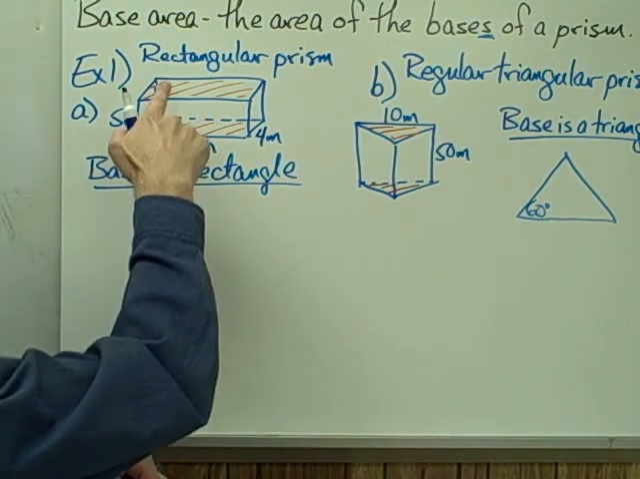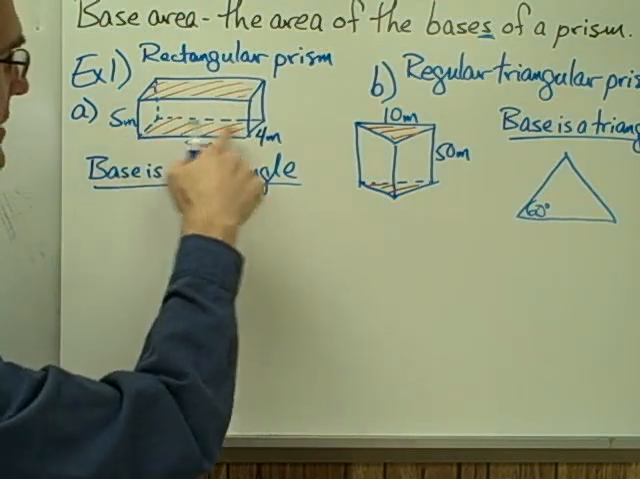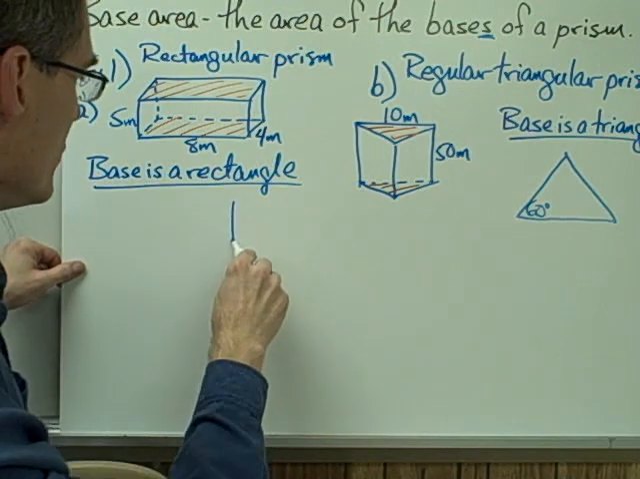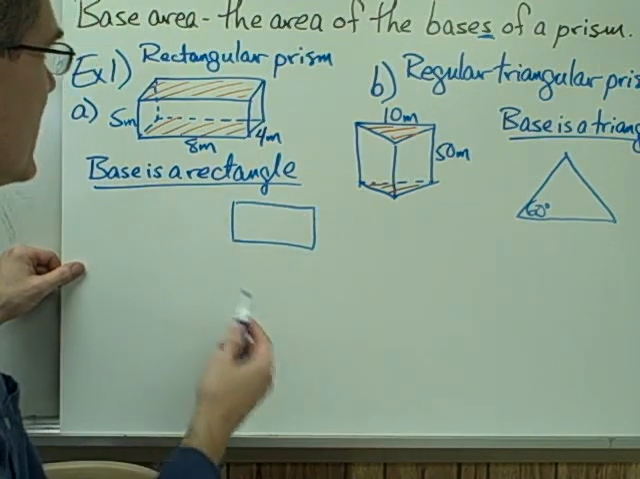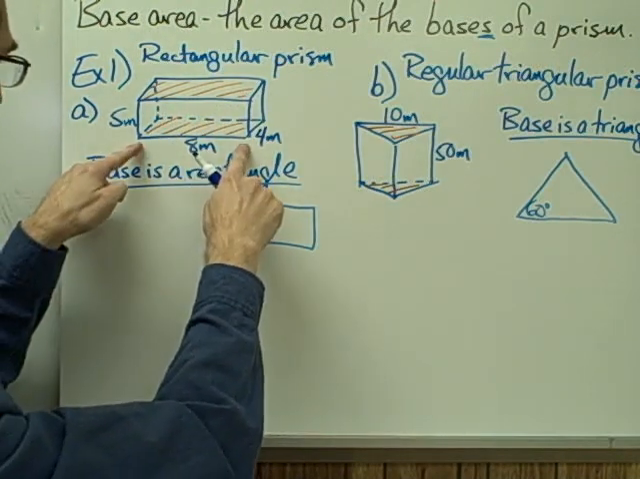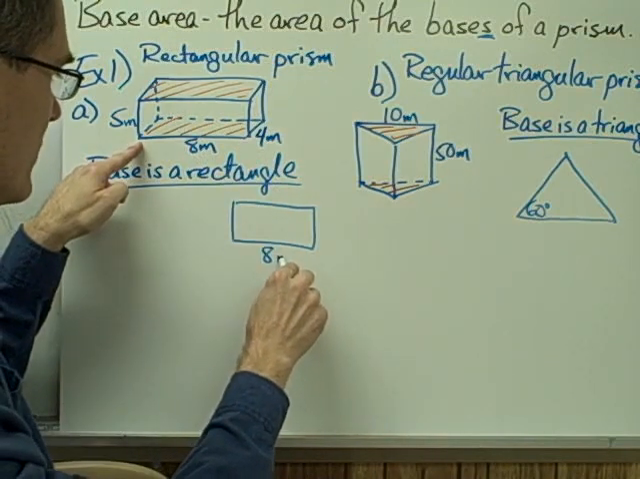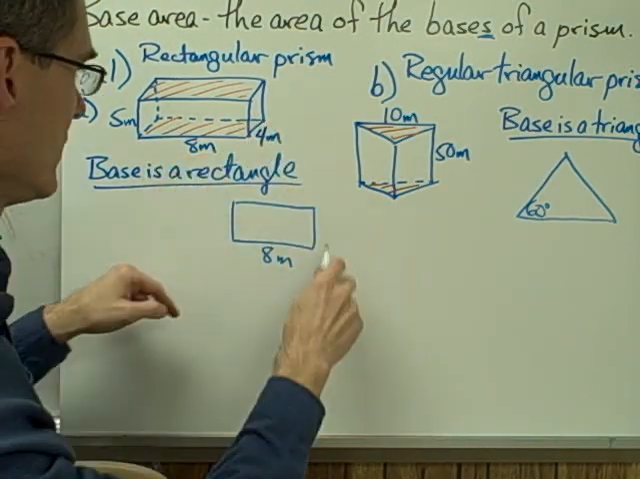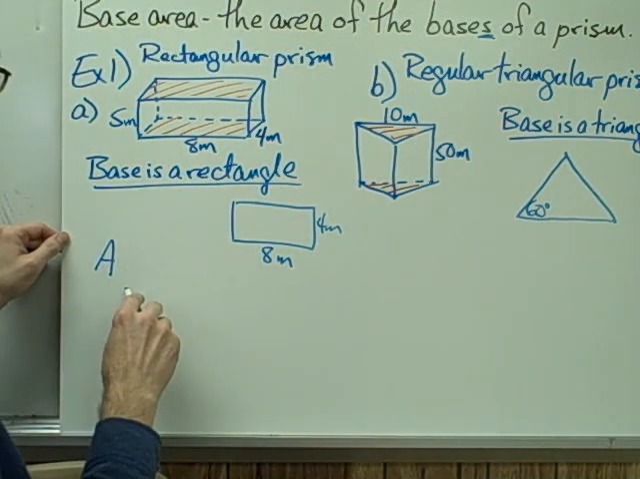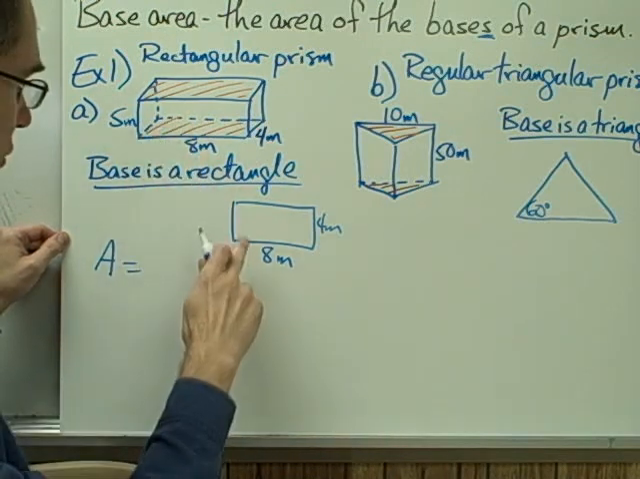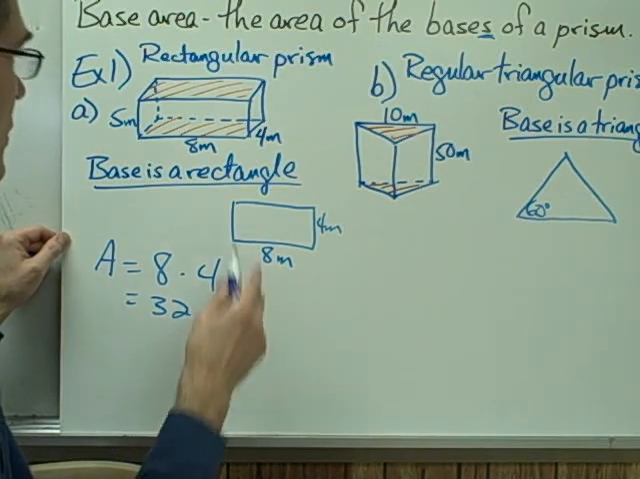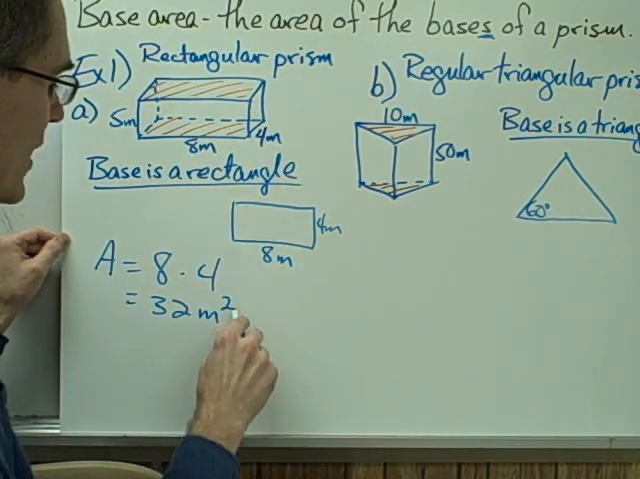Example number one, we're going to start out by calculating the base area of our rectangular prism. And the first thing I want to note is that the shape of the base of a rectangular prism is a rectangle. So if I were to draw out just the base of this rectangular prism, it'd be one of these shaded pieces here, and I can see that the length of this base is 8 meters, and its height here is 4 meters. So I can now calculate the area of the base of this rectangle. It's just 8 times 4, which is 32, and this is in meters, so I've got 32 square meters.